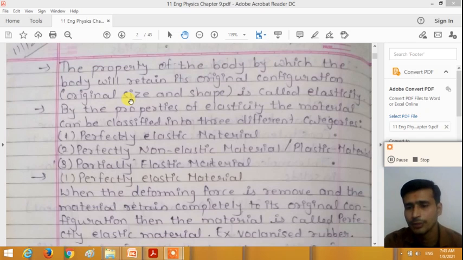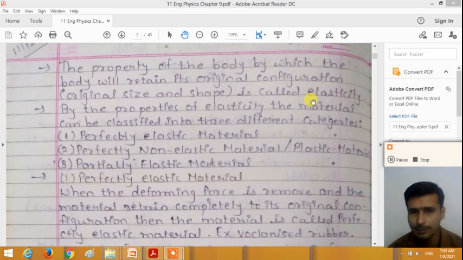And if we remove the deforming force, the body will regain its original size and shape. This property is known as elasticity. The property of the body by which it retains its original configuration when a deforming force is removed is called elasticity, right? This type of solid is called an elastic solid, you know that.